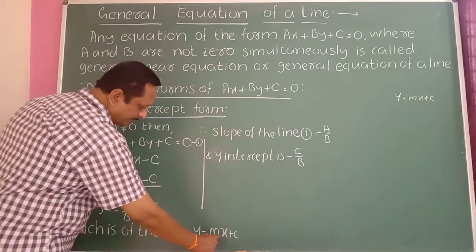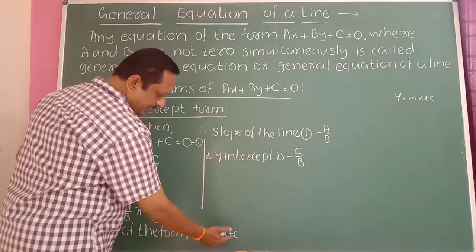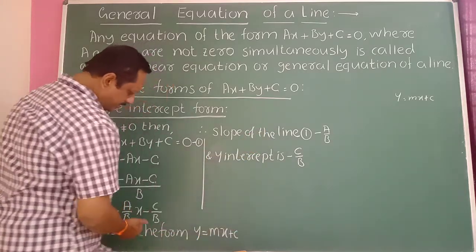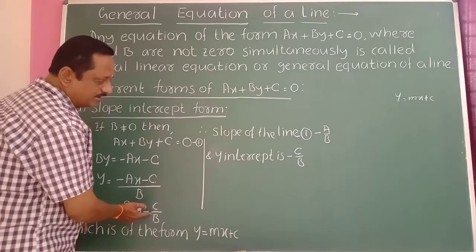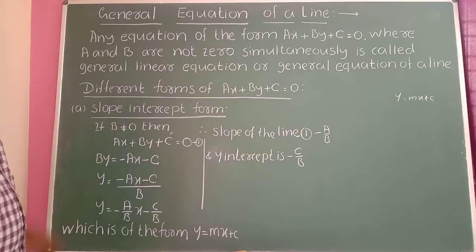So m is the slope here. Therefore, minus a upon b becomes the slope of the line. And here c is the y intercept. So minus c upon b is the y intercept. In this case, b is not equal to 0.